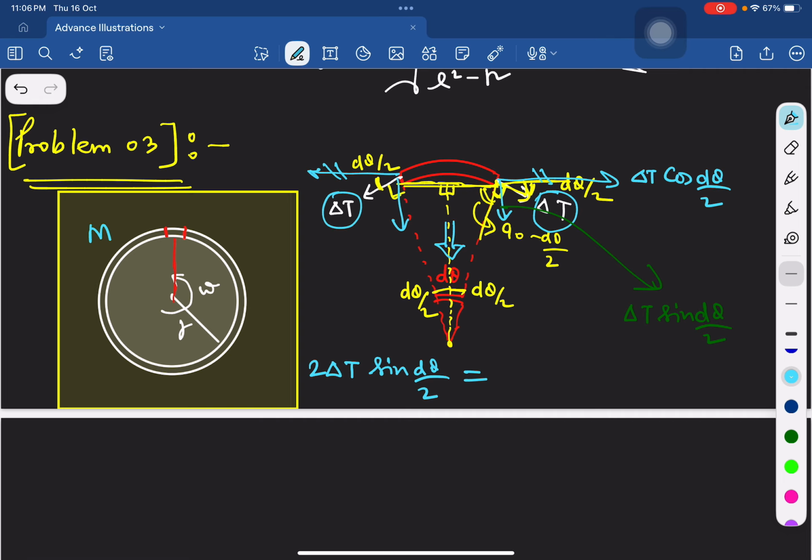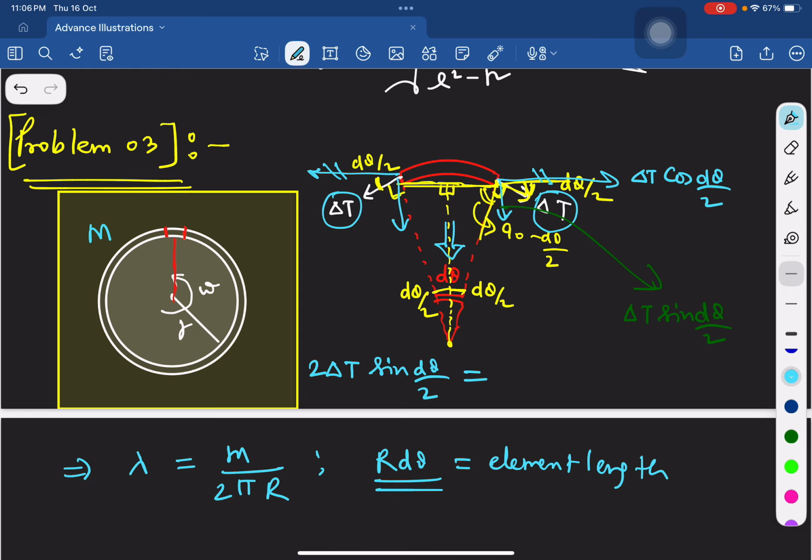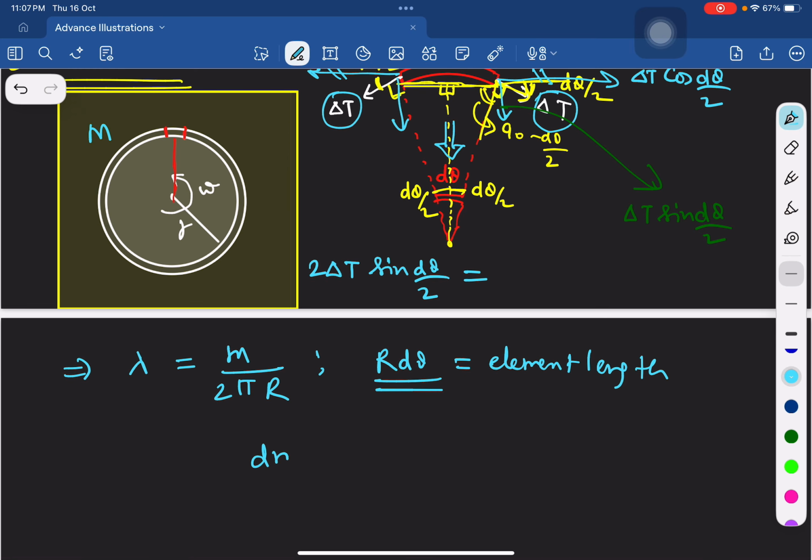So the mass of this element will be, if you see, the linear mass density lambda is equal to M divided by 2 pi r. And the length of this element will be r d theta, the element length. So we can say the dm of this element will be M divided by 2 pi r into r d theta. The r cancels, and it becomes M d theta divided by 2 pi.